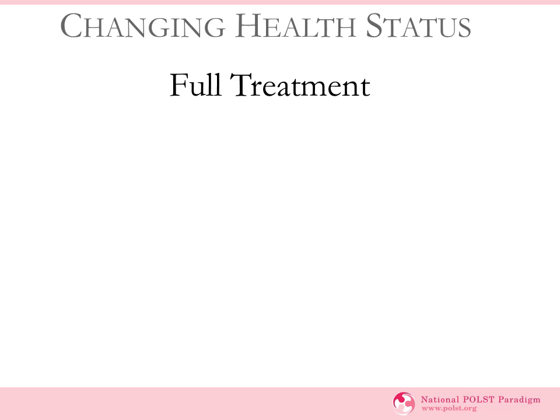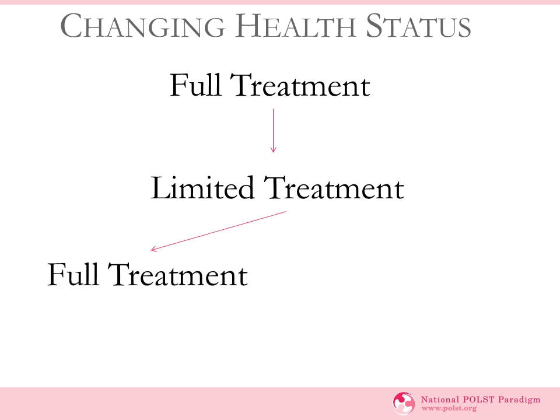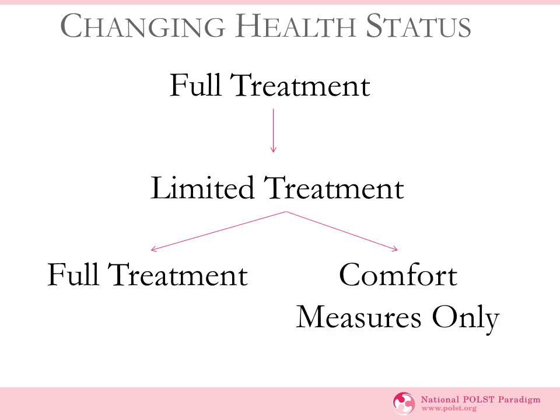However, since prognosis, quality of life, and the patient's goals of care may change, all forms, again, are easily modified. So while a patient may start with full treatment, if their prognosis worsens or the quality of life is horrible and not likely to change, they may wish to choose limited treatment. If things get better, for example, a clinical trial offers some hope, they may wish to change back to full treatment. On the other hand, if their prognosis worsens, a patient may choose to have comfort measures only.